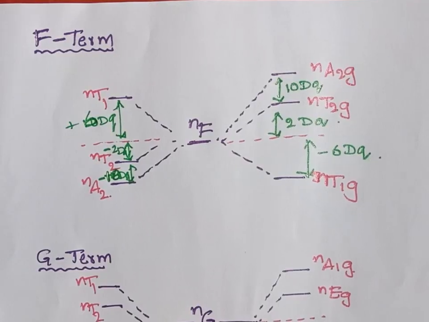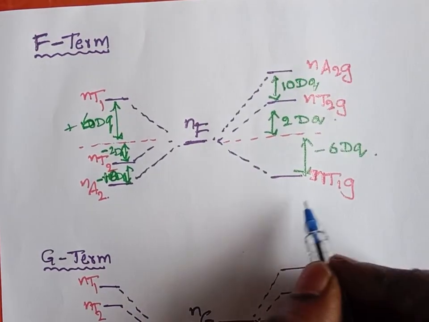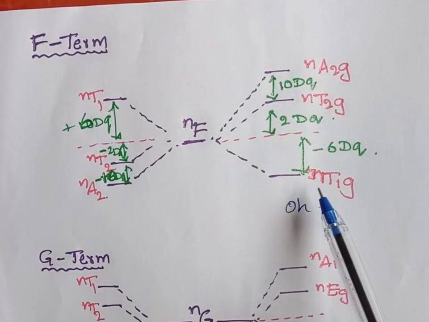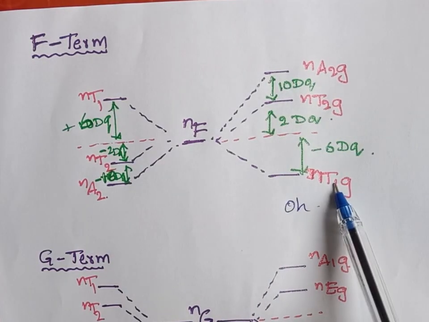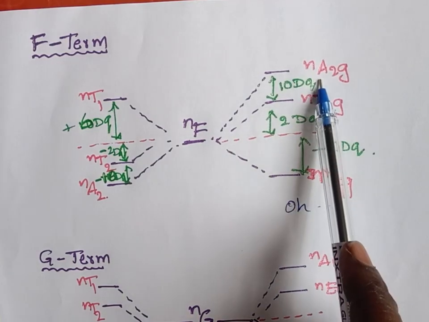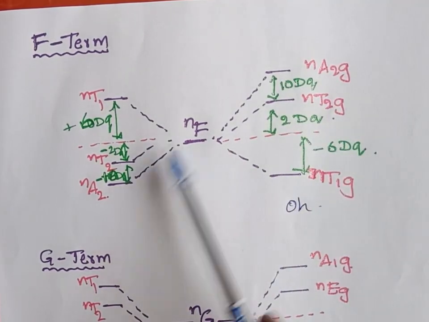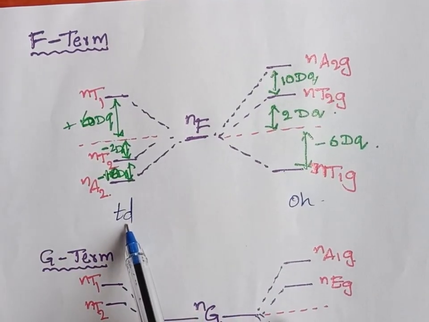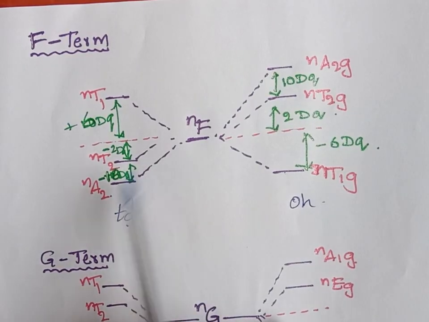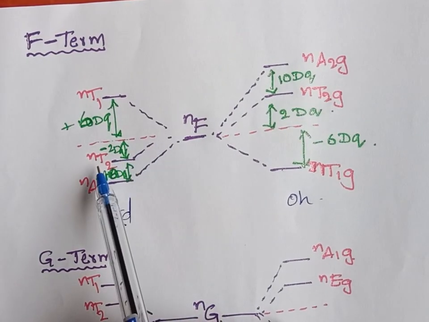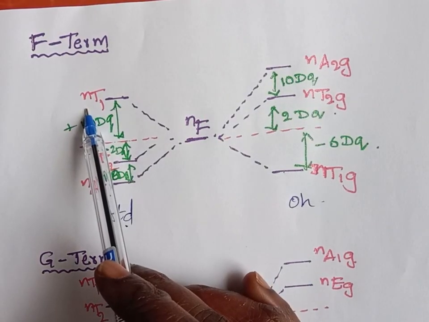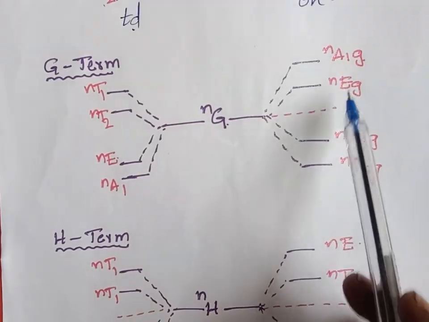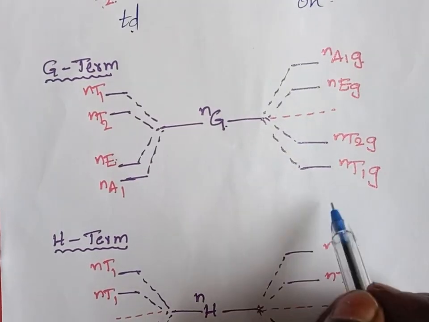So coming to the F term, in an octahedral field it splits into three energy levels: the lowest is T1g, the next is T2g and the highest is A2g. Whereas in a tetrahedral field, the reverse splitting happens. The lowest energy level is A2, the next is T2 and the highest is T1. Coming to the G term, this gives four energy levels.